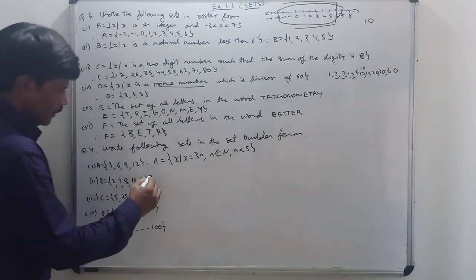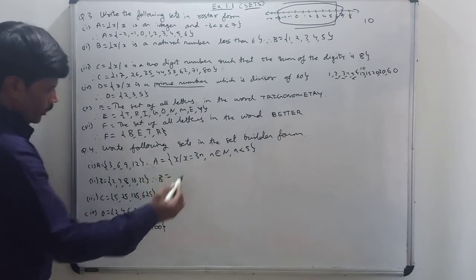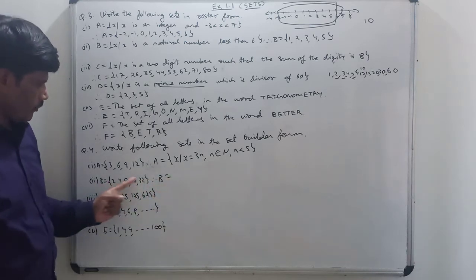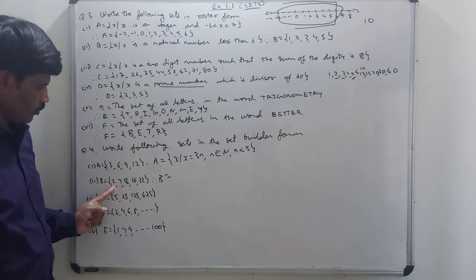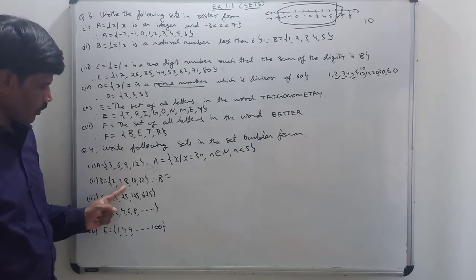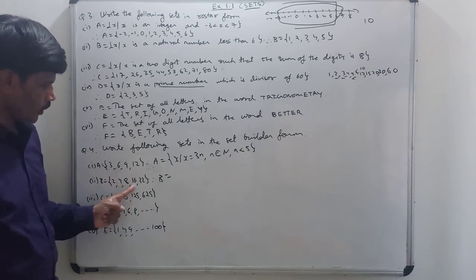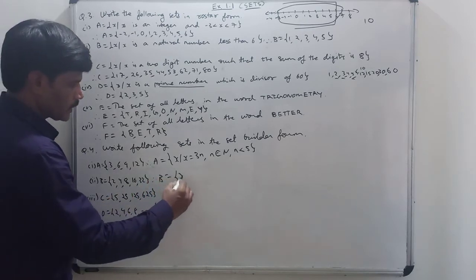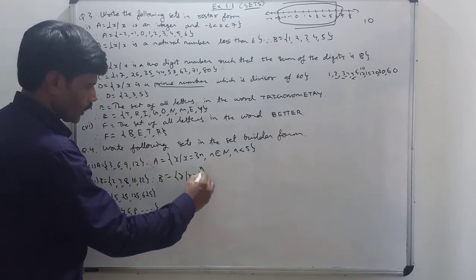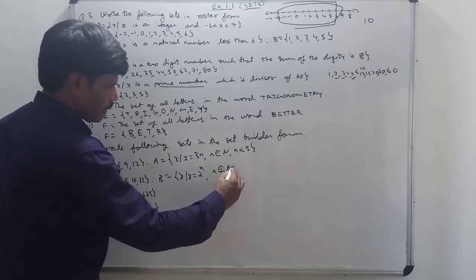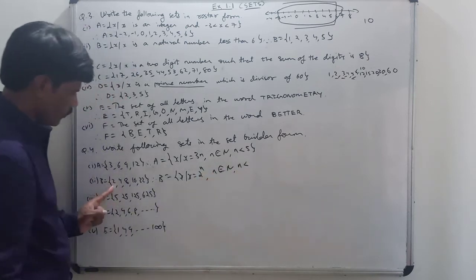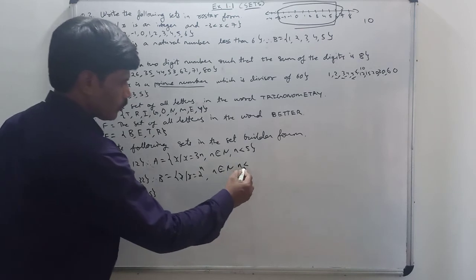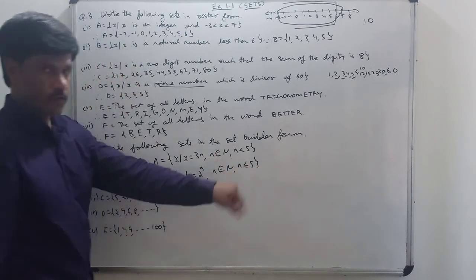Same way for this set, you observe the characteristics of the elements. 2 raised to 1, 2 raised to 2, 4, 2 raised to 3, 8, 2 raised to 4, 16, 2 raised to 5, 32. So we will write x is such that x is equal to 2 raised to n, where n is a natural number and n is less than what? 1, 2, 3, 4, 5. So less than or equal to 5 also you can write, or less than 6 also you can write.